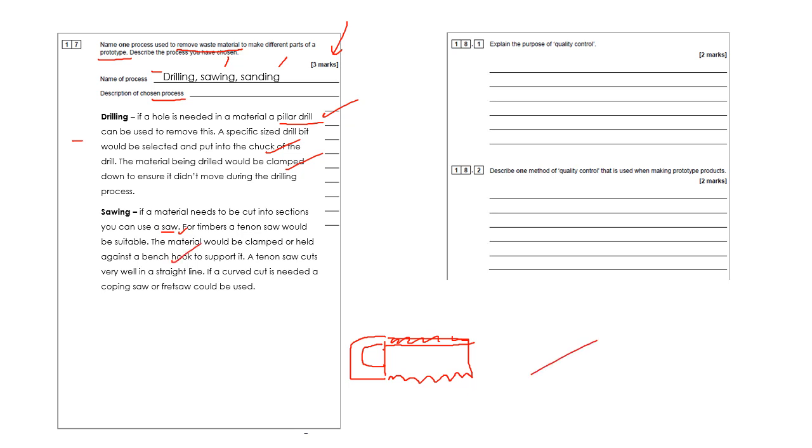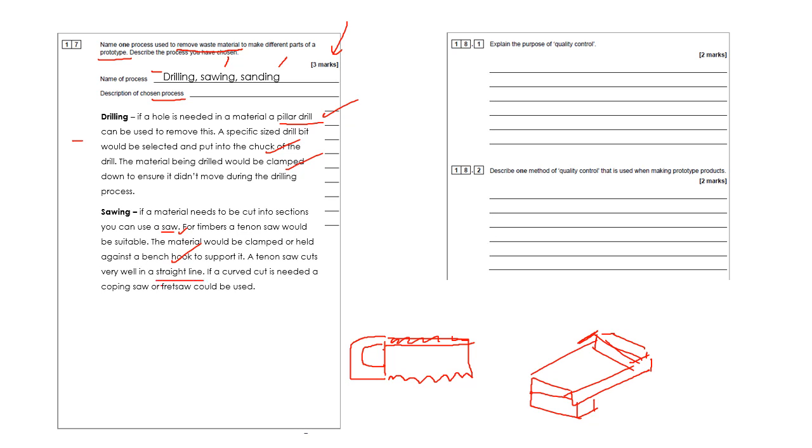If you don't remember what a bench hook looks like, it looks a bit like this. I'm drawing this really badly. That bit goes into a vise and basically you put the wood up against it and then saw against it. That's a terrible drawing, I do apologise. A tenon saw cuts very well in a straight line.